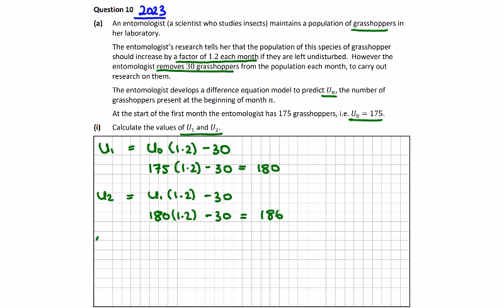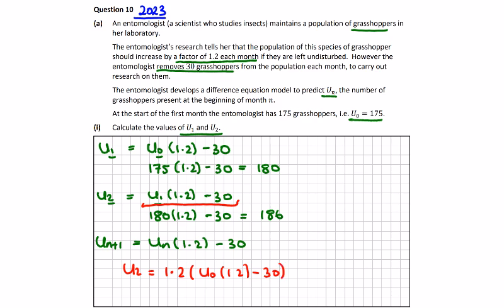And from this, we should be able to see that Un+1 is equal to Un times 1.2 minus 30. So if we set up our difference equation in terms of Un+1 and Un, U2 is equal to 1.2 times U1, and if we write U1 as U0 times 1.2 minus 30, that's 1.2 U1, just this part. Don't forget about the other 30.